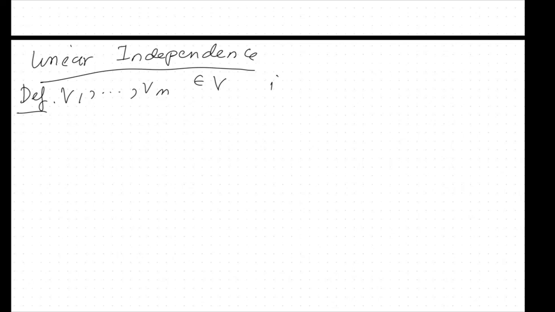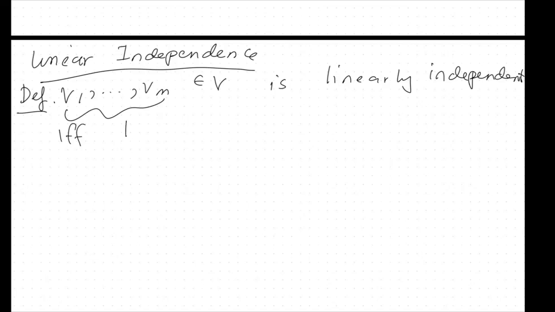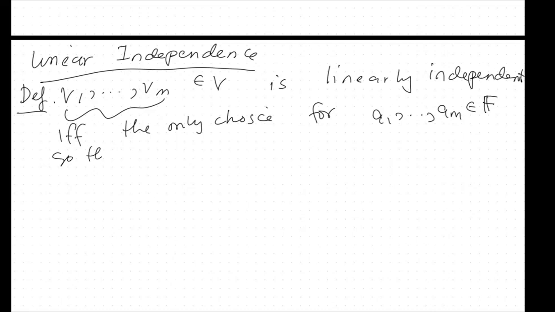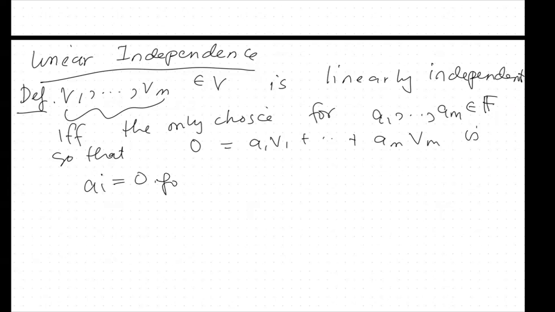This list is linearly independent if and only if the only choice for a1 up to am in F, so that 0 is equal to a1 v1 plus up to am vm, is ai equal to 0 for all i from 1 up to m.